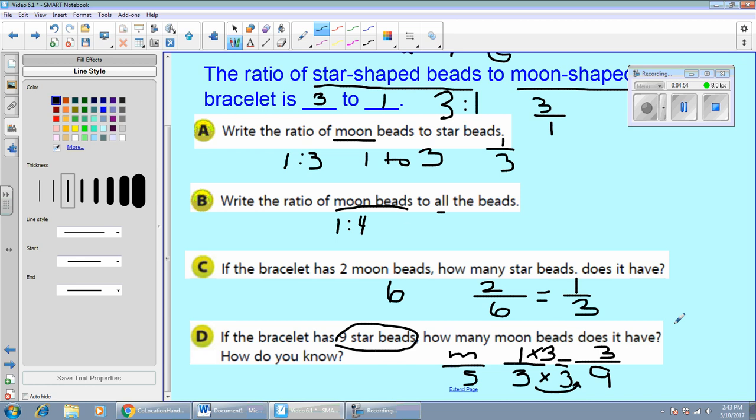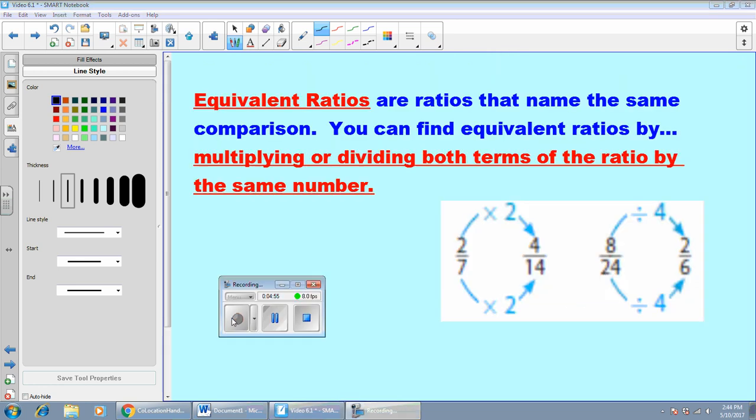9 stars. Now we just dove a little bit into equivalent ratios and using our knowledge of equivalent fractions to help us find equivalent ratios.